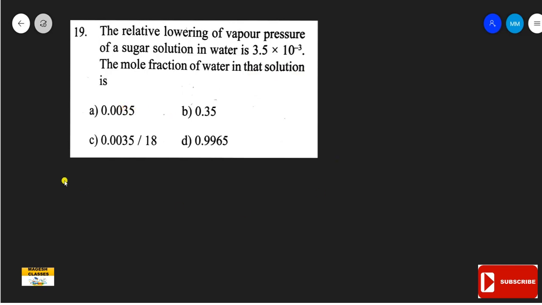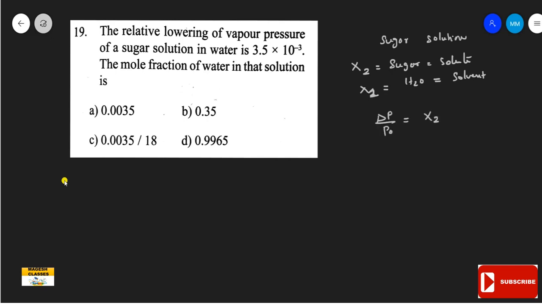In the sugar solution, sugar is the solute and water is the solvent. The mole fraction of sugar is said to be X2 and the mole fraction of the solvent is said to be X1. According to Raoult's law, the relative lowering of vapor pressure, that is delta P by P naught, is equal to the mole fraction of the solute. In the problem, the mole fraction of water in the solution is asked. So X2 is equal to 3.5 into 10 power minus 3. Then X1, that is the mole fraction of water, is equal to 1 minus X2.